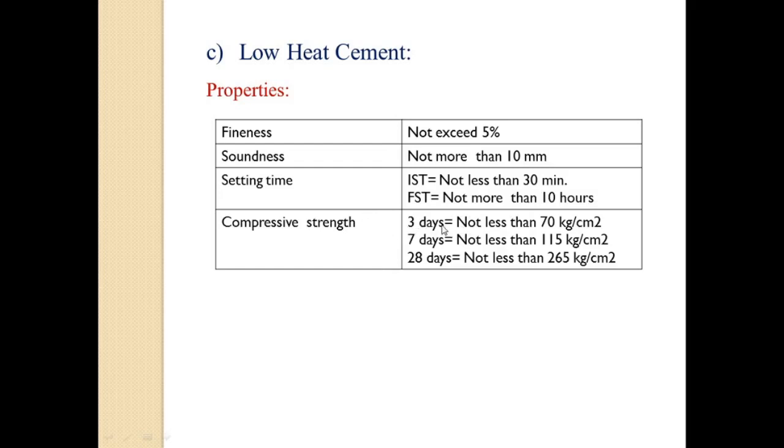Compressive strength of this cement, when we are using ordinary sand: after 3 days the compressive strength should not be less than 70 kg per centimeter square. After 7 days it should not be less than 115 kg per centimeter square, and after 28 days it should not be less than 265 kg per centimeter square when ordinary sand is used.